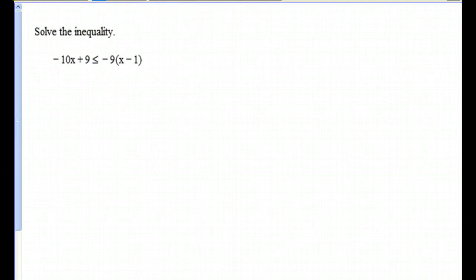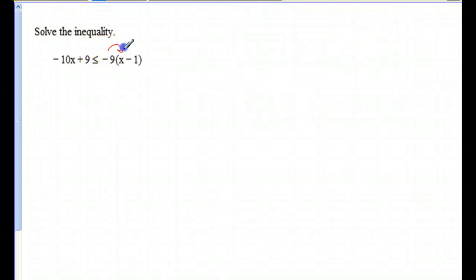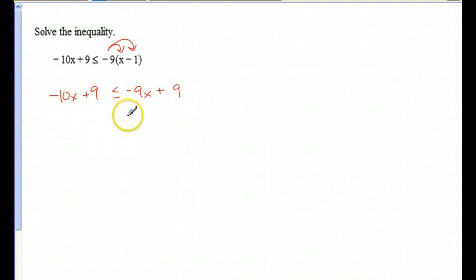Alright. Same thing here. If I'm treating it like an equal sign, I need to distribute that negative 9 through. So I get a negative 9x. Negative 9 times negative 1 is positive 9. Alright, and then from here, group your x's. I'm going to add 9x. Again, when I'm doing inequalities, I move the variables to the left just to get that standard look to it.